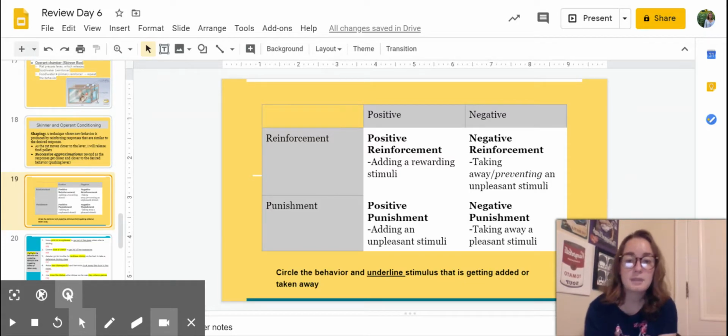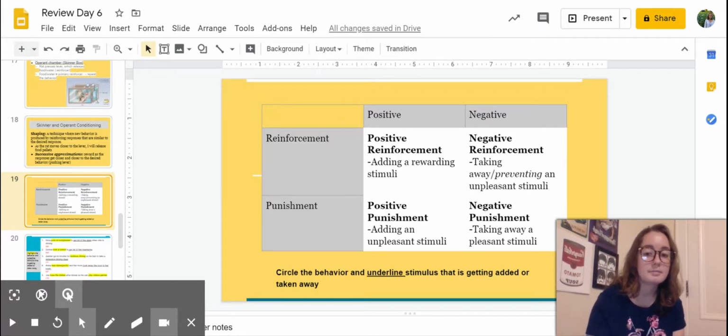So positive reinforcement is you're adding a rewarding stimulus. So let's say you did something good, you did your chores. Now your parents are going to add something rewarding to the situation, like giving you a piece of candy. They're adding something good to the situation.